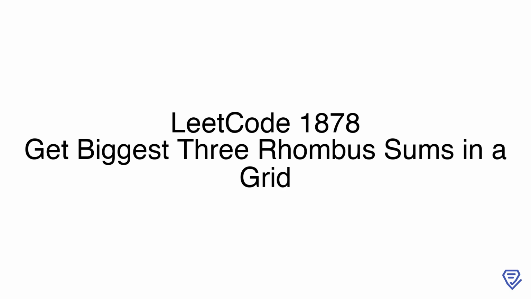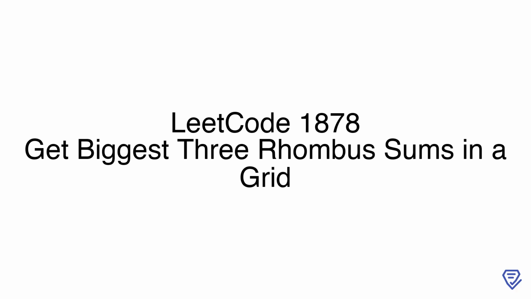Welcome to this problem walkthrough. Today, we will explore an interesting challenge from problem number 1878, Get Biggest 3 Rhombus Sums in a Grid. This problem involves working with grids and calculating geometric patterns, testing both your algorithmic thinking and optimization skills.